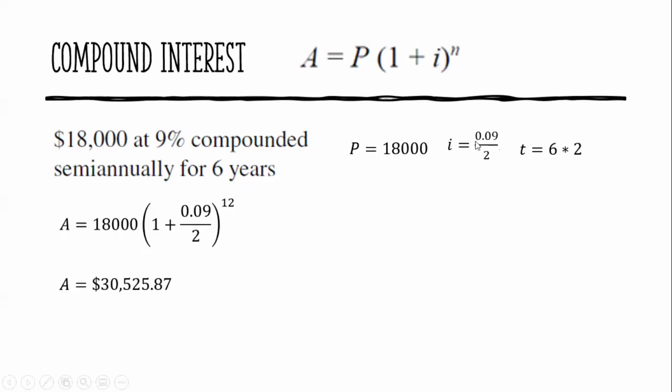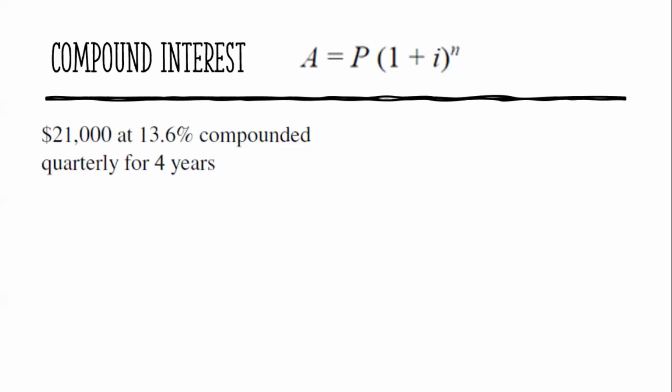Now remember, the key to this one was looking at the compounding period. Semi-annually means twice. Divide the interest by 2, multiply the number of years by 2 as well. So the 2 comes into both. One is a division, one is a multiplication. All right, let's move on. Next question.